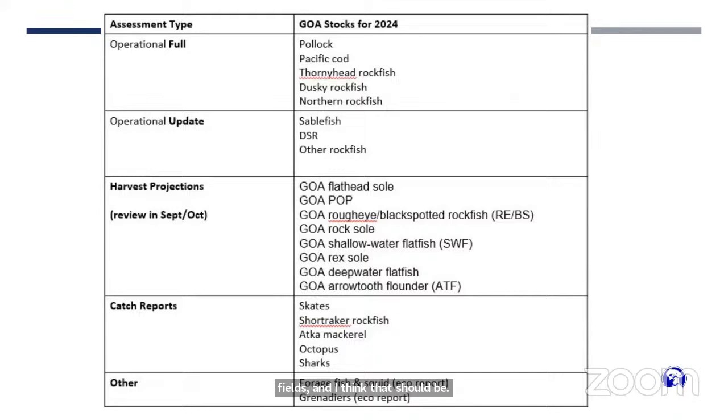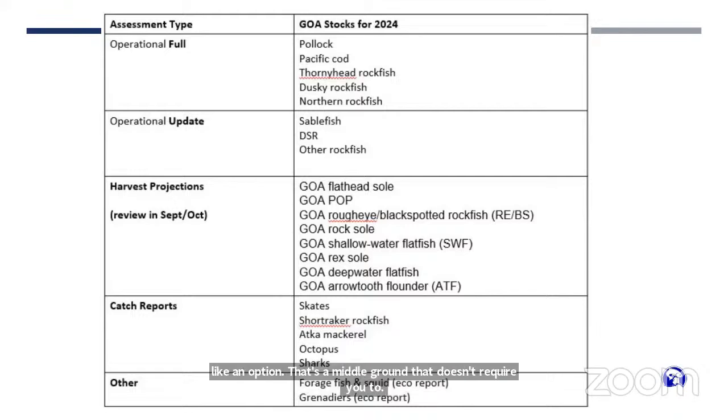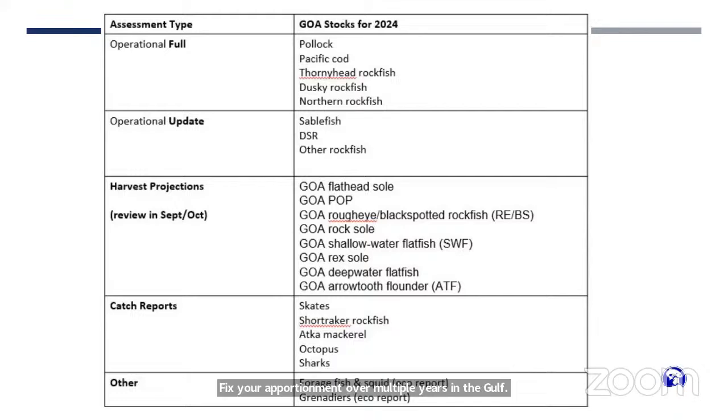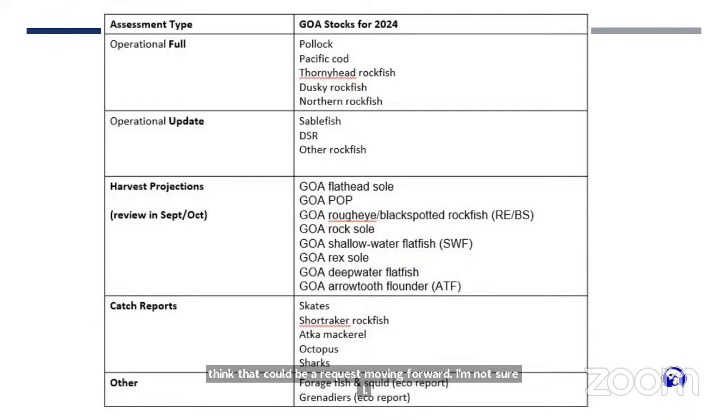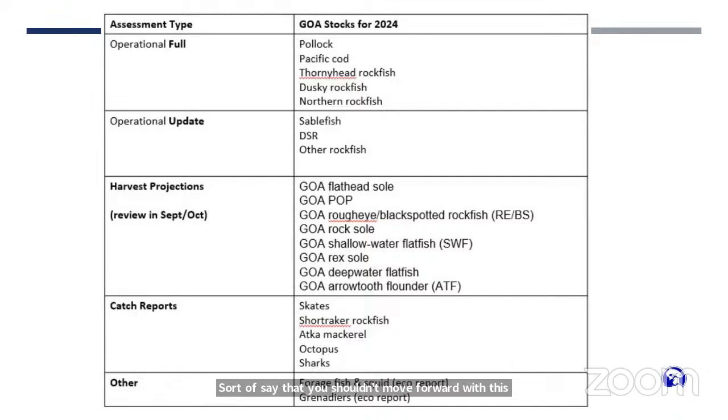It seems like an option that's a middle ground that doesn't require you to fix your apportionment over multiple years in the Gulf. It would be a middle ground between the apportionment strategy that I think is being put forward and the REMA model approach. And I didn't see that explored here, and I'm wondering why not. I think that could be a request moving forward. I'm not sure I want to say that you shouldn't move forward with this apportionment strategy, but we should have a clear recommendation that various aspects of the REMA model, in terms of smoothing across time, and the VAST model-based approach to index standardization can be brought together within the same framework, and encourage the authors to do so.